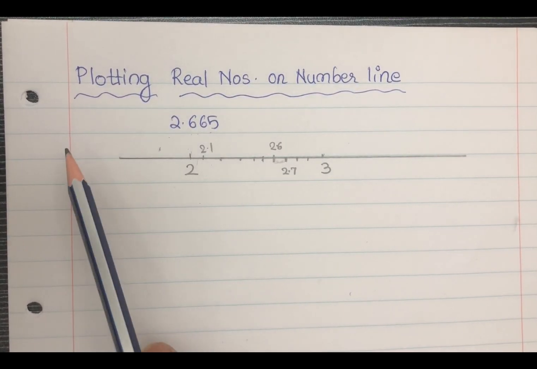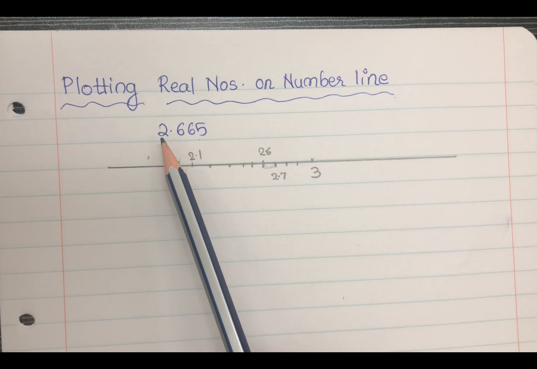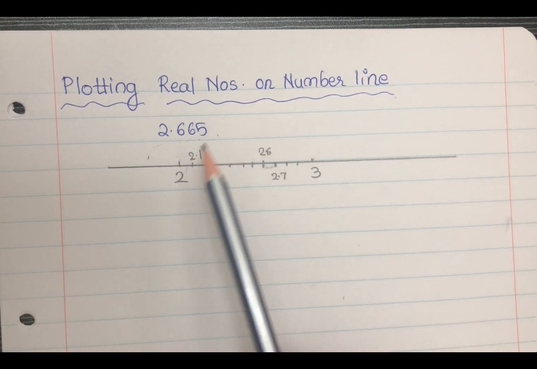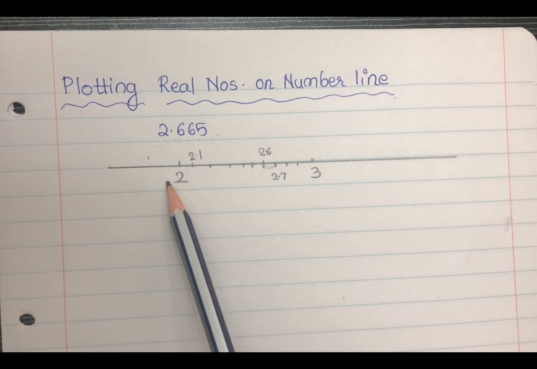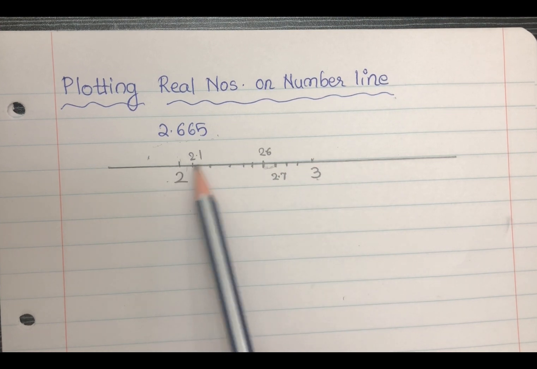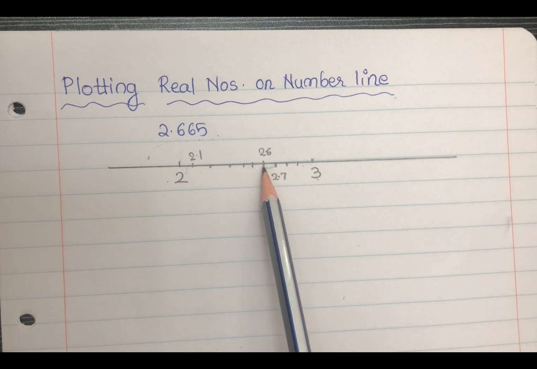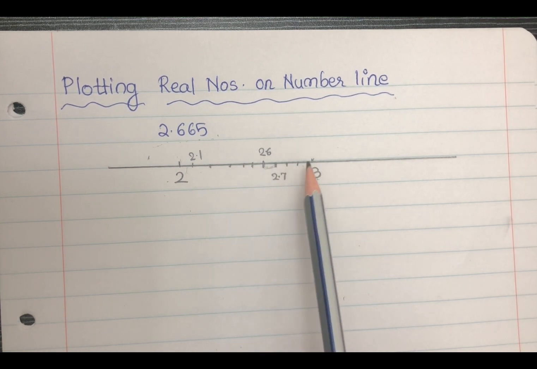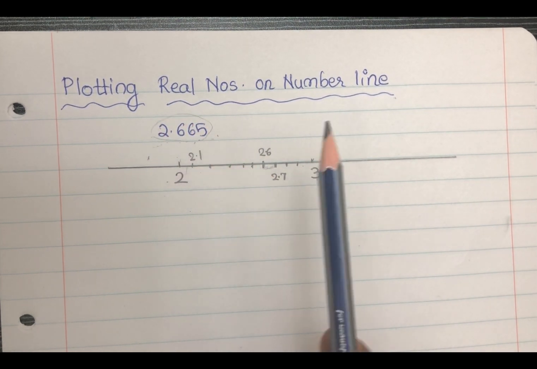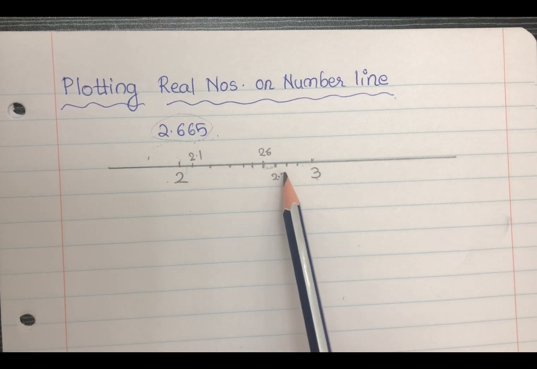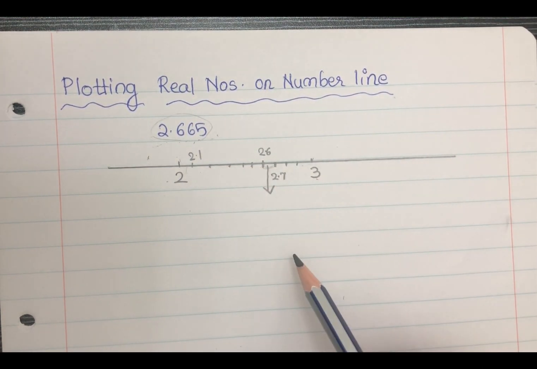Now let's look into how to plot real numbers on a number line. For example, we'll take this number 2.665. You all know that it lies between two integers, right? 2.665 lies between 2 and 3. So what is there between 2 and 3? 2.1, 2.2, 2.3, 2.4, 2.5, 2.6, 2.7, 2.8, 2.9 and 3. So again look into this number 2.665. It comes in this interval, between 2.6 and 2.7, right?